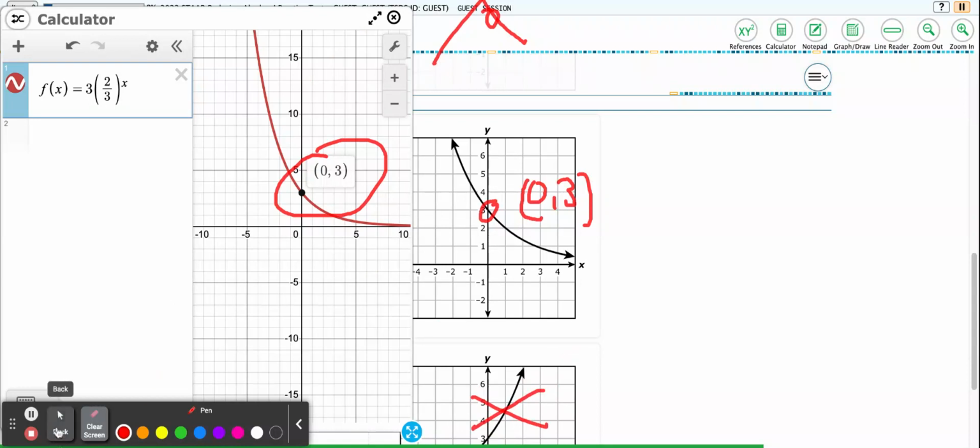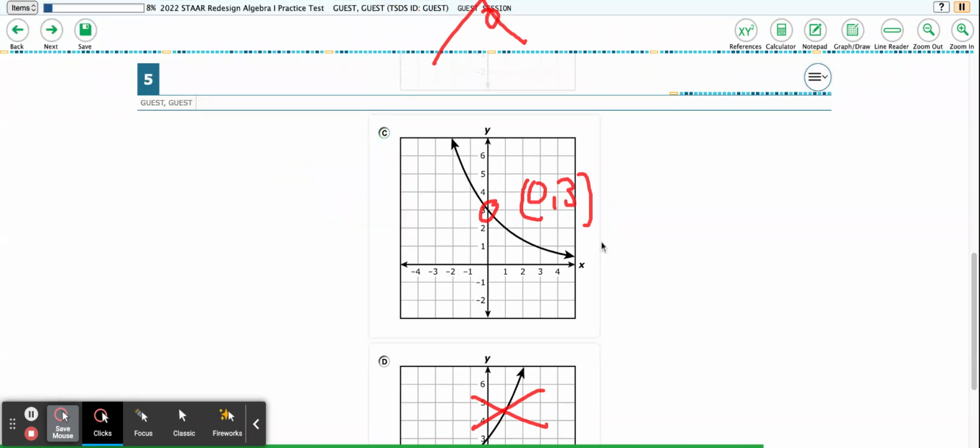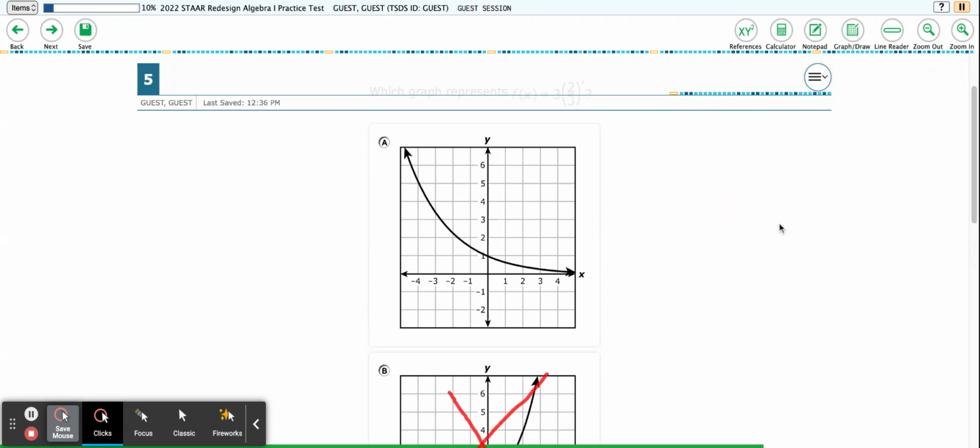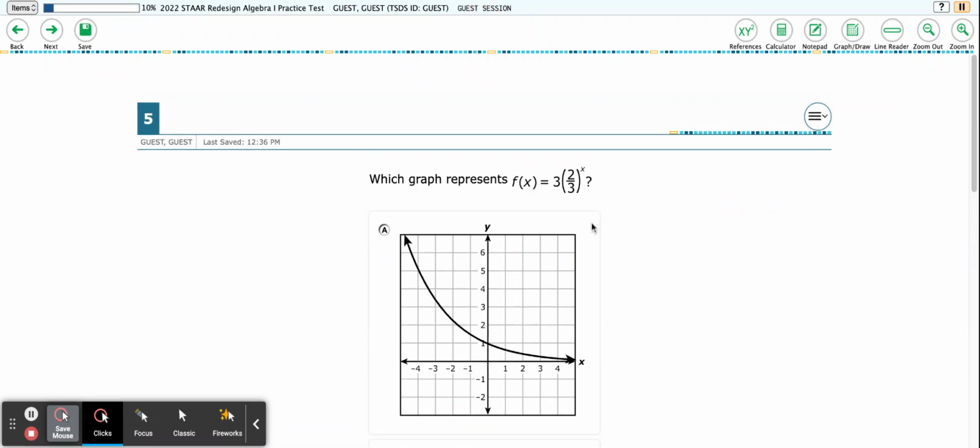So without doing much more, I can close out of that and choose my correct answer, which is C, because it matches the graph. Remember, graph and match, and you'll get these correct every time.